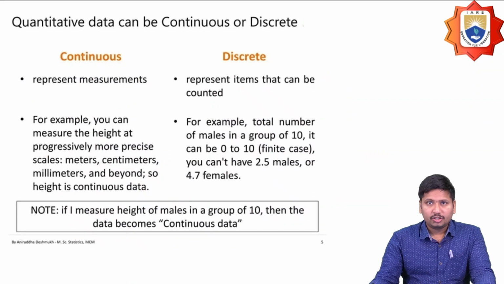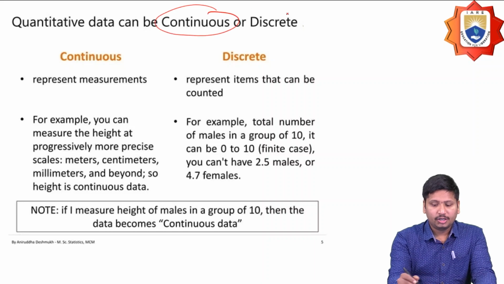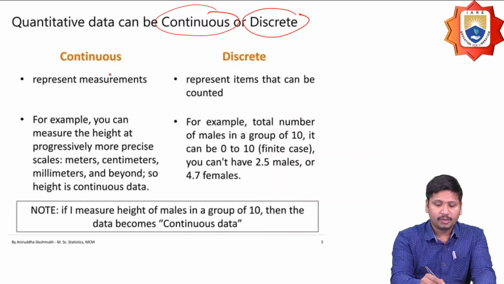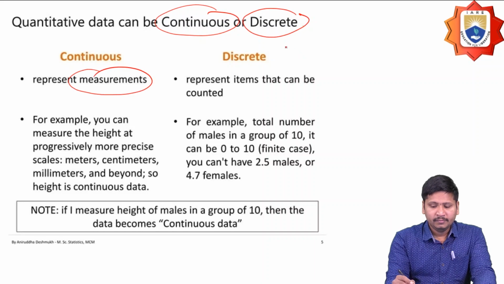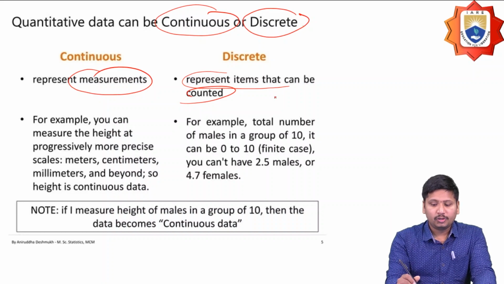And when it comes to continuous and discrete, the quantitative data can be in either a continuous form or a discrete form. So what are continuous and discrete here? Continuous means it can represent measurements, and discrete can represent items that can be counted. That is the main difference between continuous and discrete. Continuous represents the measurements, whereas discrete represents the items that can be counted.